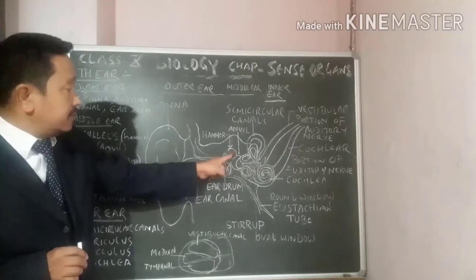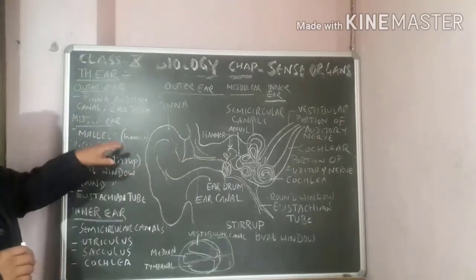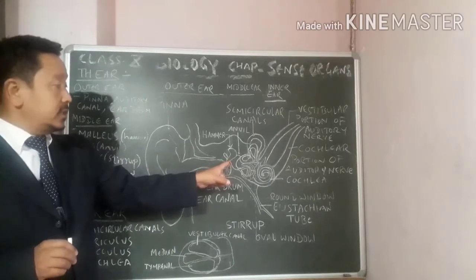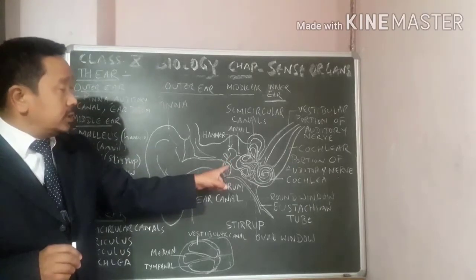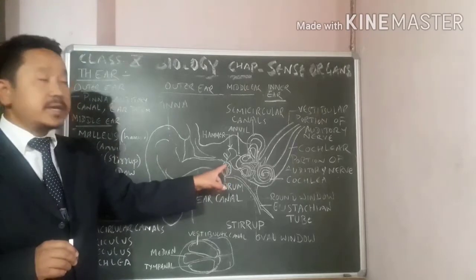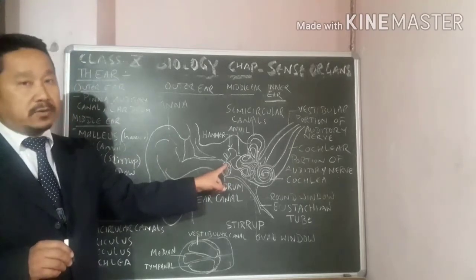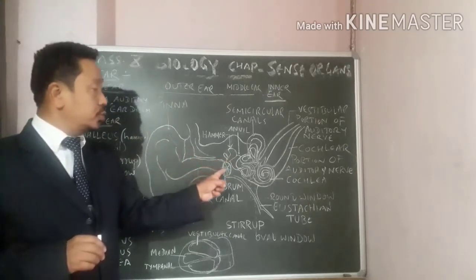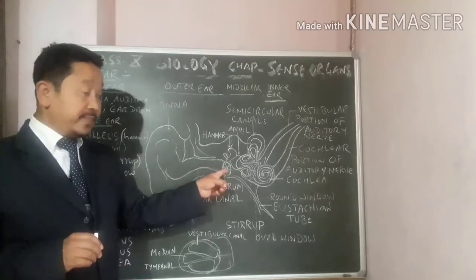Okay, the handle of this hammer, or the handle of this malleus, is fitted to the tympanum, this eardrum. Okay, it is connected to what? The eardrum here. The handle of this hammer is connected to this eardrum or tympanum.